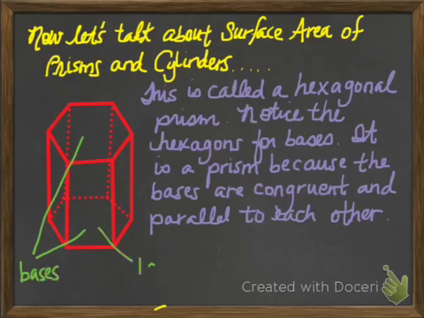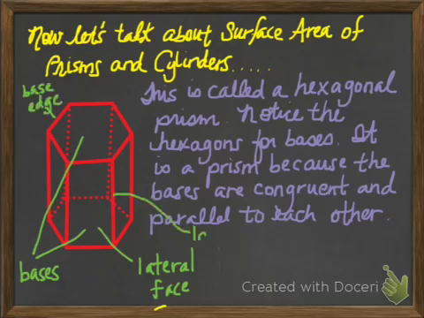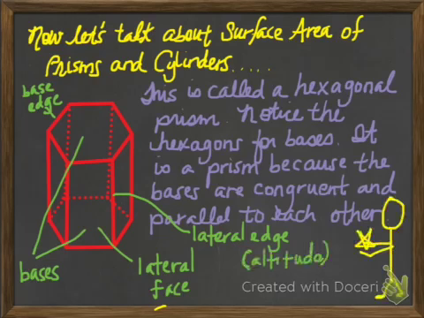Now these top and the bottom are called bases. They're the matching, the top and bottom is also how you name it. And then you've got lateral faces, which are the rectangles around the outside. Notice this thing has 1, 2, 3, 4, 5, 6 lateral faces.